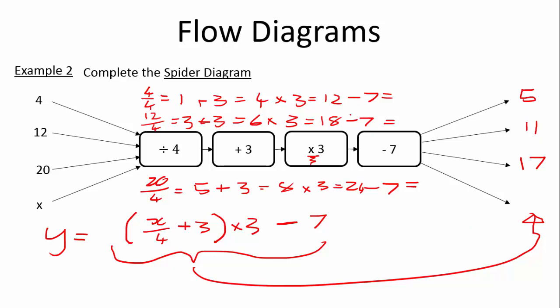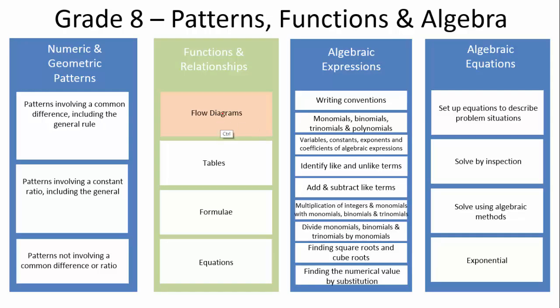Well done, grade 8s. That was flow diagrams. This is in the functions and relationships section. Now we're going to get onto tables. We're going to get a much more visual understanding of what a relationship is.